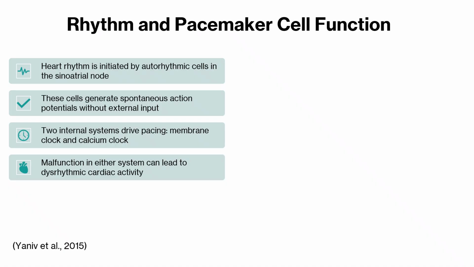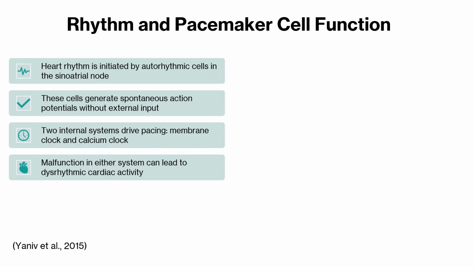Let's quickly review the fundamental idea of cardiac pacemaker activity before we examine the experimental investigation. Specialized cells in the central node can produce spontaneous rhythmic action potentials and are the source of the heart's rhythm. Their ability to fire without outside stimulation makes them special.